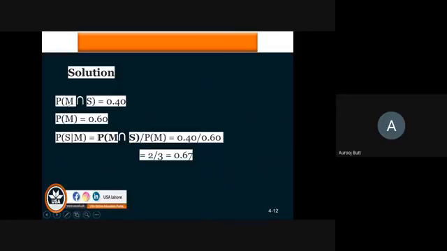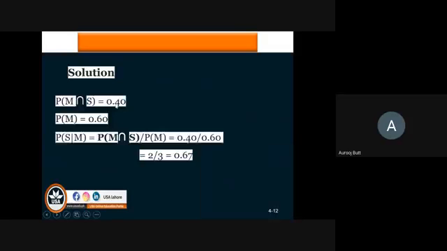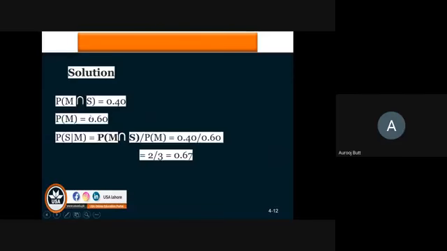That means the students who are studying maths and science is equal to 40%. If you convert 40% into ratio form, 40 by 100 means 0.40. And you have the case when 60% of the students study maths. 60% of the students means 60 by 100, that is equal to 0.60. So this is the probability of maths, that the students who are studying maths is equal to 0.60.